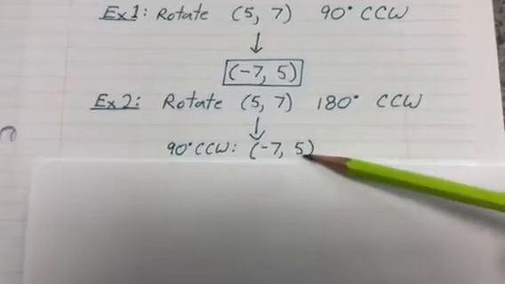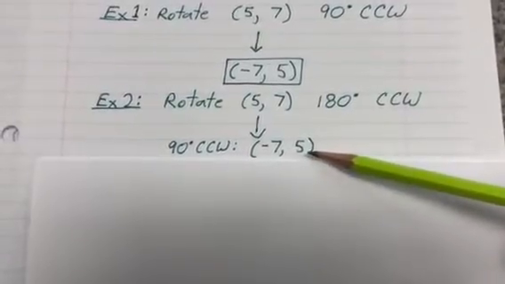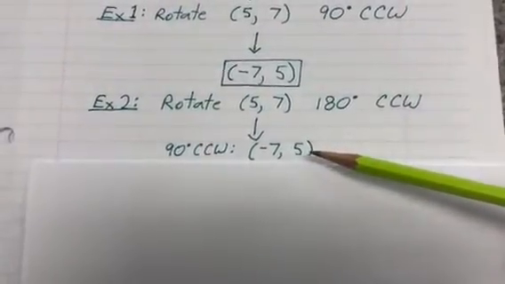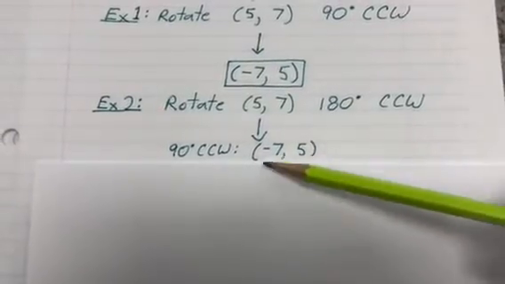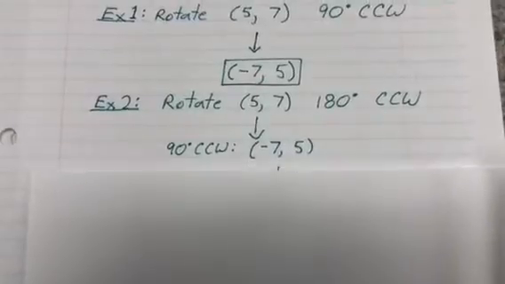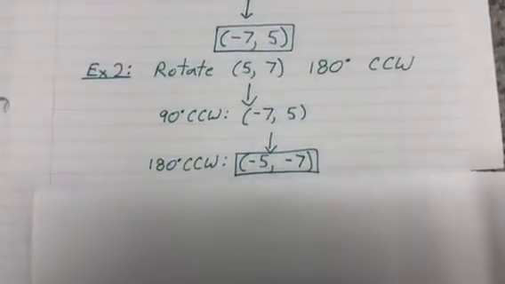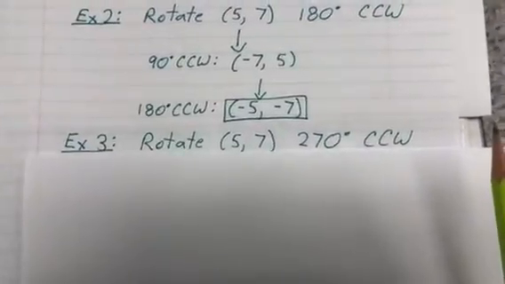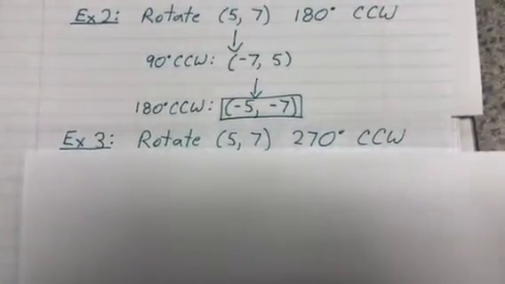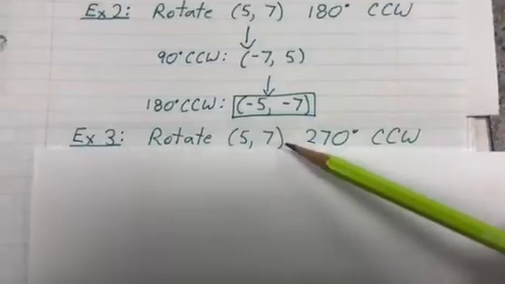So I take my new y value, multiply it by a negative, which, when I say multiply by a negative, you're basically just switching the sign on it. So you're going to make this one negative now, and then switch x and y. So it'd be the point -5, -7. Okay, and then example 3, let's go to 270 degrees counterclockwise with the same point.